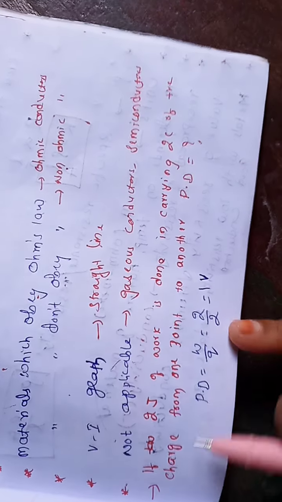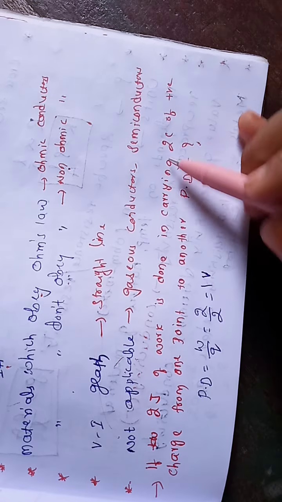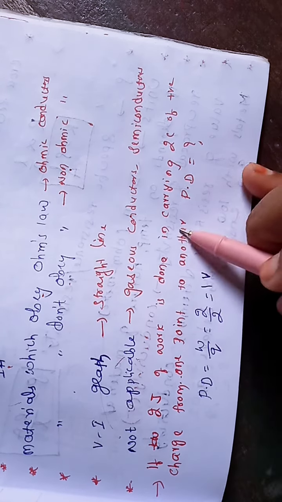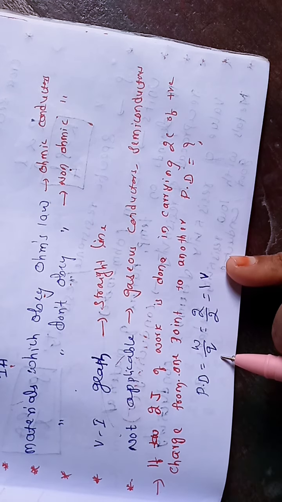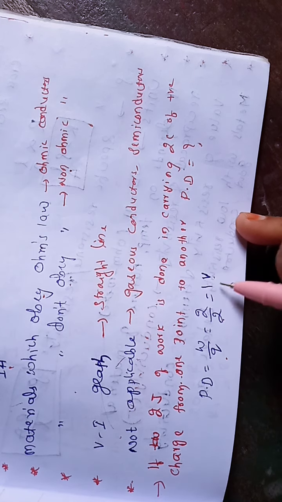Now here one problem is given. If 2 J of work is done in carrying 2 coulomb of positive charge from one point to other point, find the potential difference. Potential difference means work per unit charge. 2 joules by 2 coulomb, that is equal to 1 volt.